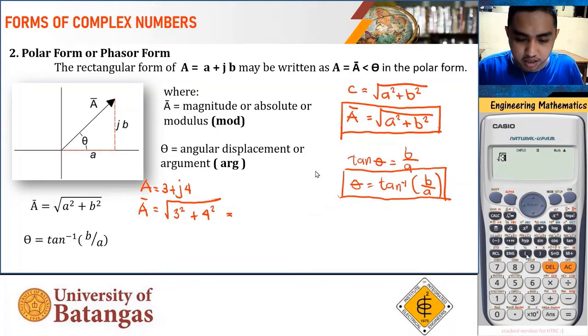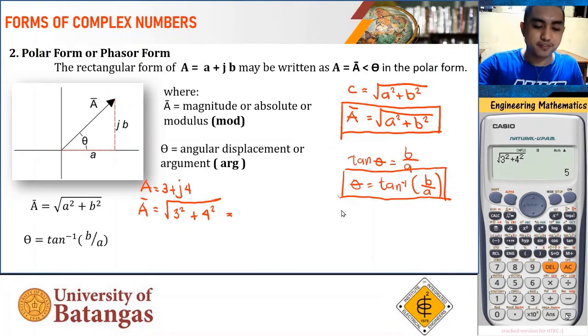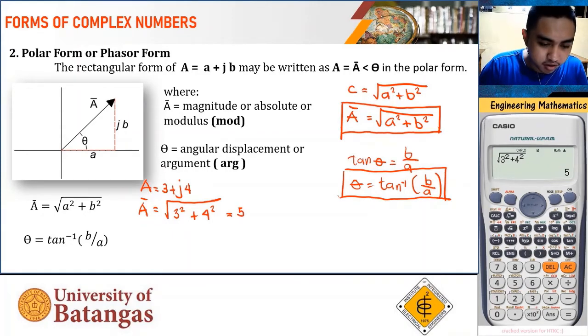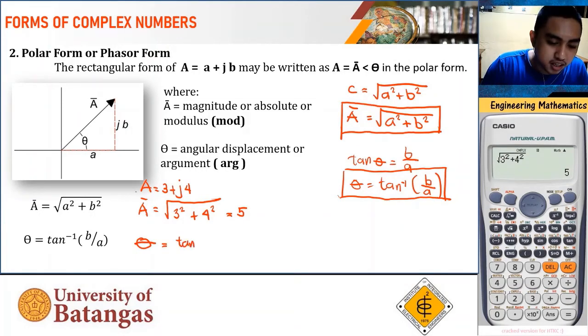Square root ng 3 squared plus 4 squared. So, our answer will be 5. Okay, so 5 ito. Okay, kunin naman natin yung ating angular displacement. So, yung angular displacement, so arctangent naman ng B over A.